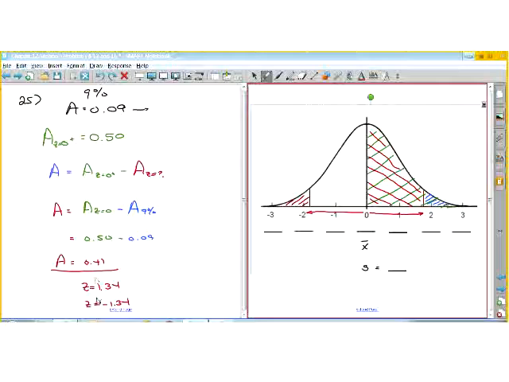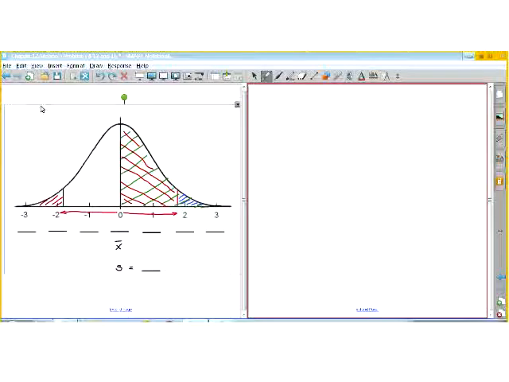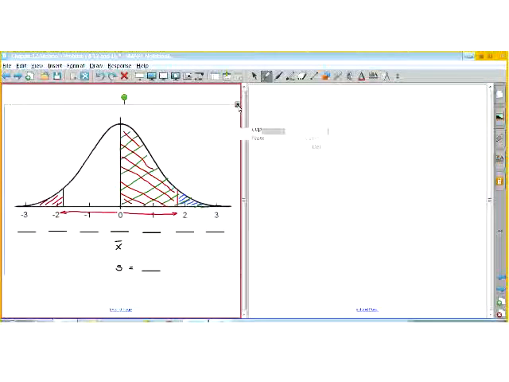And then I use the tables in the opposite direction to find out the z-score such that this red marked area is 0.41. The z-score is 1.34, but because of symmetry, it corresponds to negative 1.34 when I'm talking about this area.